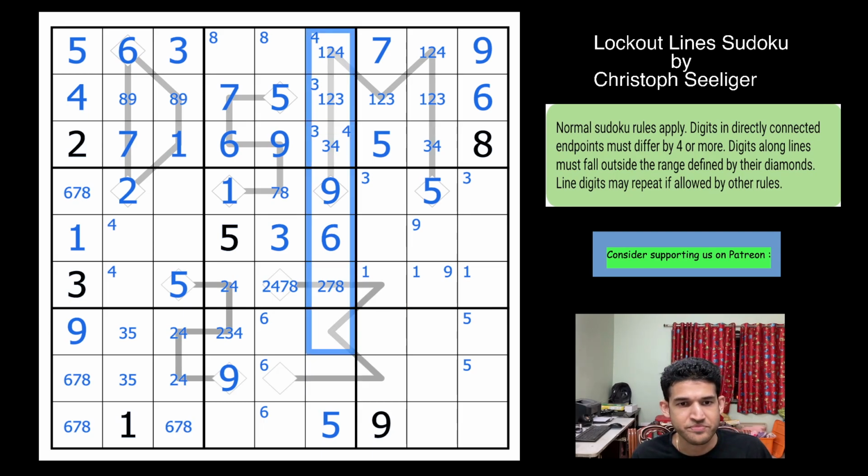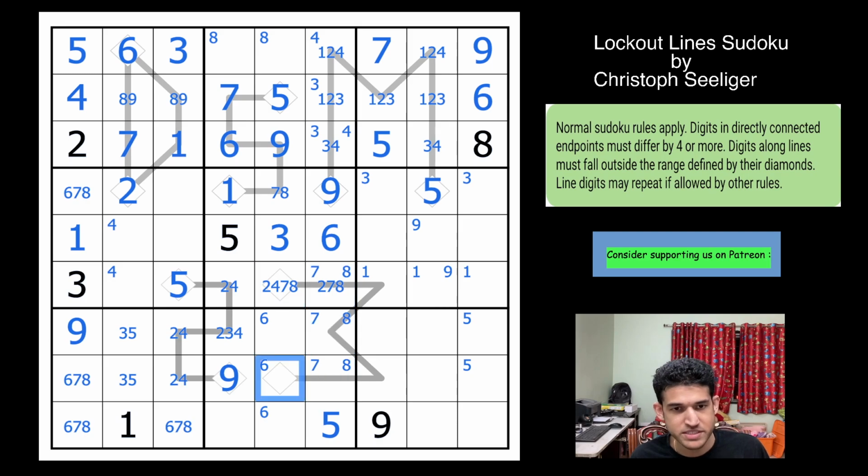Look at this column. Where does the 7, 8 go? The 7, 8 must be in these 3 cells, which clearly means the diamonds cannot be the same as the digits on the line. So this is not a 7, 8. That becomes 2 4. So you have a 2 4 pair.